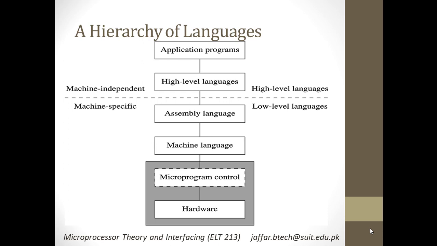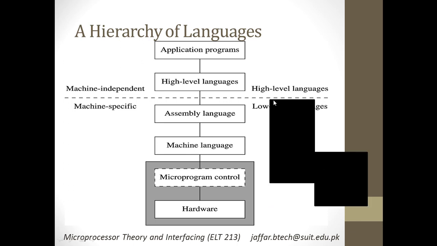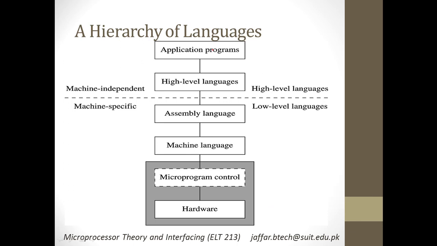So this is the programming hierarchy of different kinds of languages that you can use. The first one is application programs. You know that there are several programs that you can use for developing an application. That programming is known as application programming. The second one is HLL or HLP, known as high level languages or high level programming. That kind of programming, in which you use high level languages, is known as high level language programming.